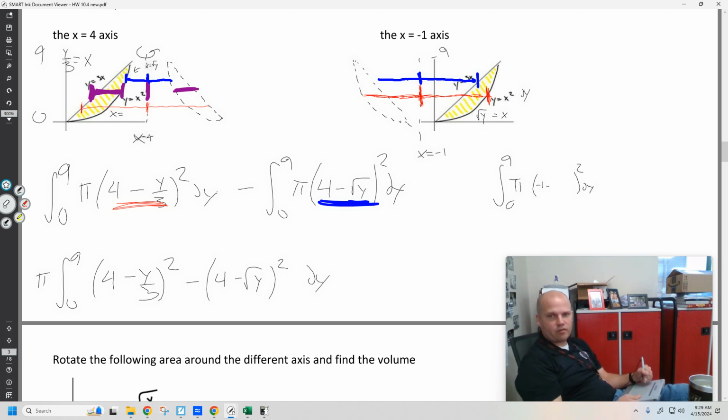Because we're squaring our radii. We don't care if our radii are positive or negative because they will be squared. This is an x equals distance. This is an x equals distance. You got to really understand that. You got to sum them up from a y equals bottom to a y equals top.